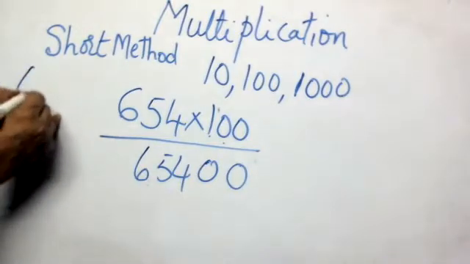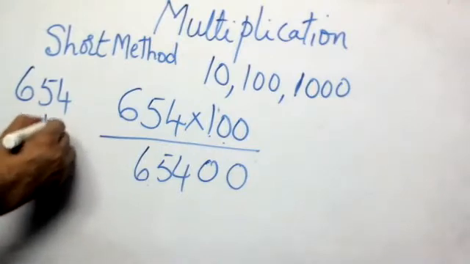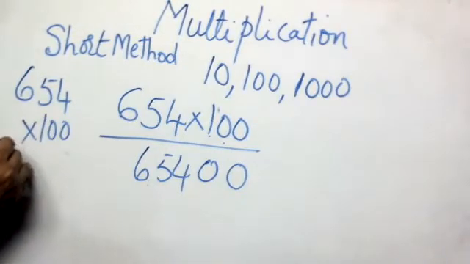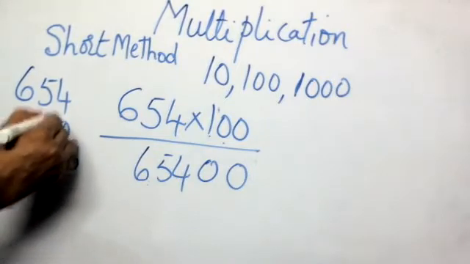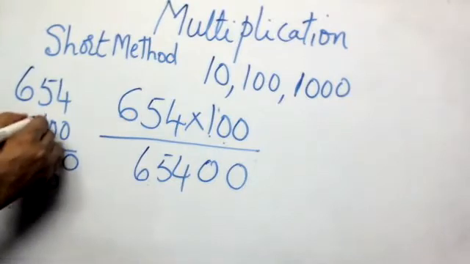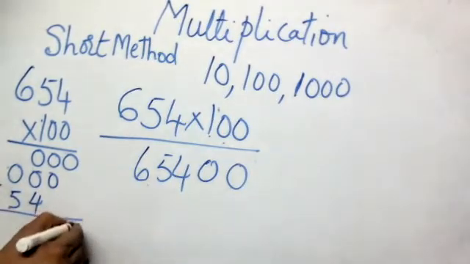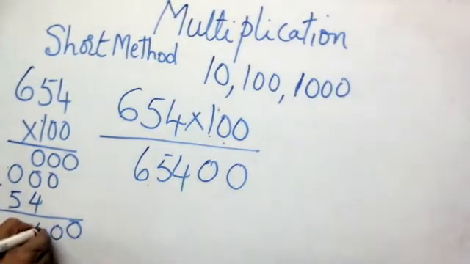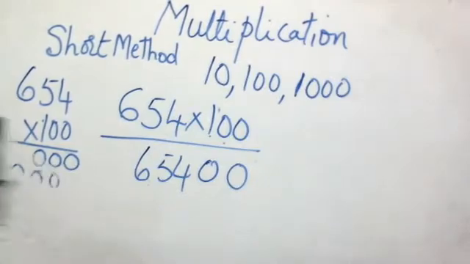If you want, you can try doing it in the long method. 0 4s are 0, 0 5s are 0, 0 6s are 0. Again the second line, 0, 5, 0, 0. Third step, 4, 5, 6. You get the same answer, 65,400.